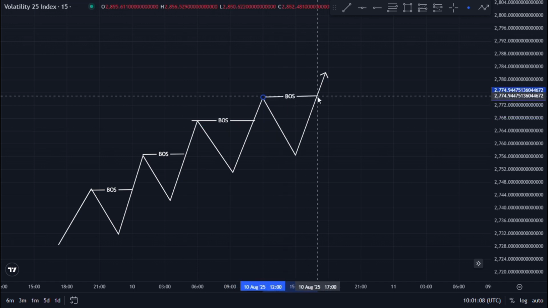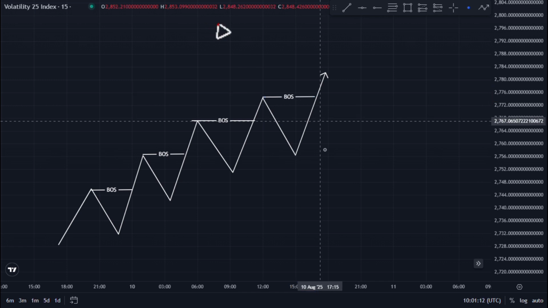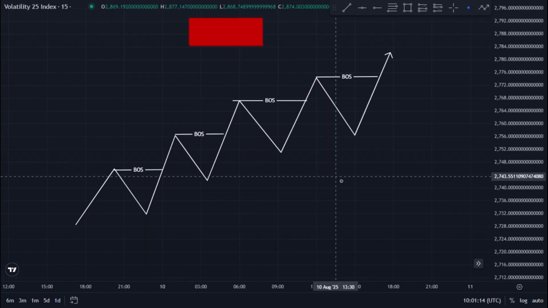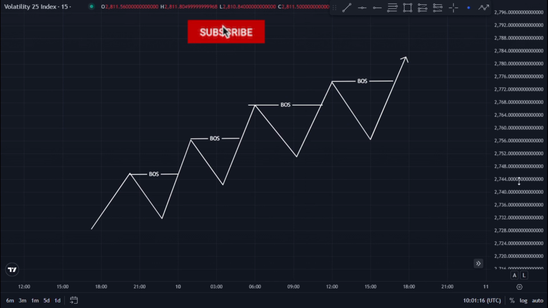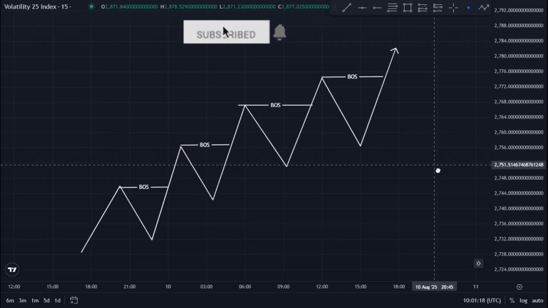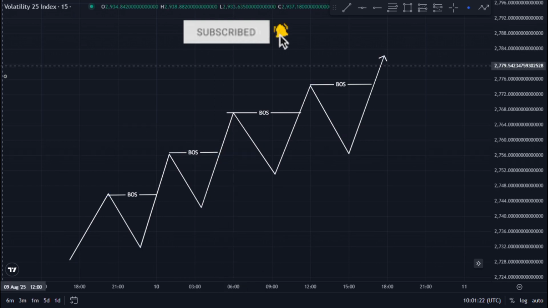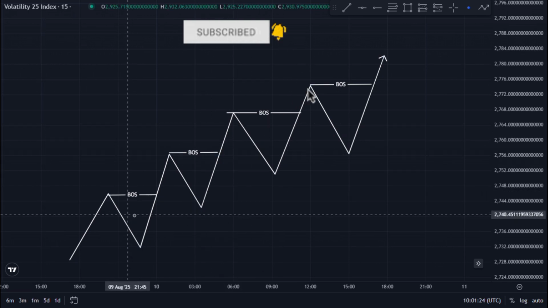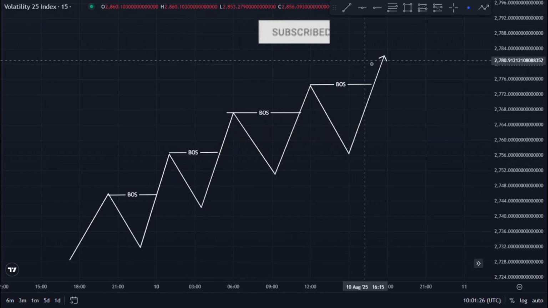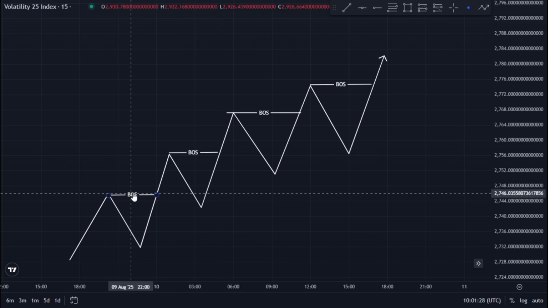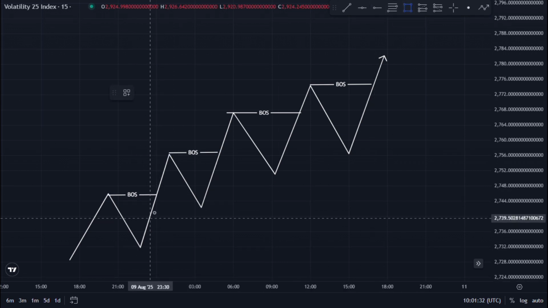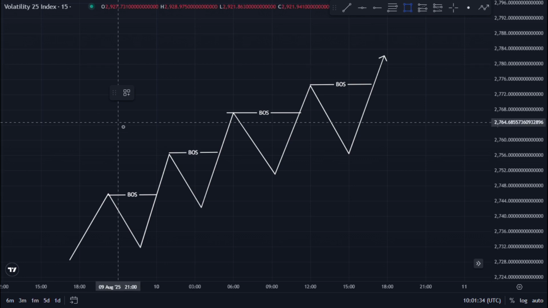These break of structures are showing uptrend. If you are in uptrend, it's also showing downtrend when market changes character. If you don't know what I'm saying, go watch the previous video. There you will get the full idea of what I'm saying. Now this is a trend. Let me show you guys how to use SMC to make money.